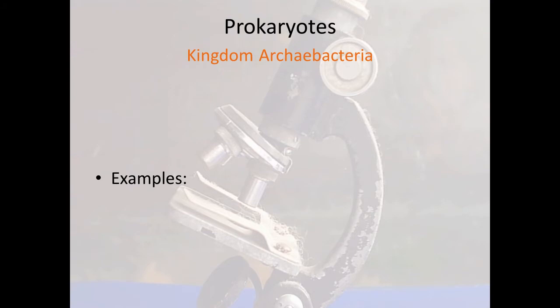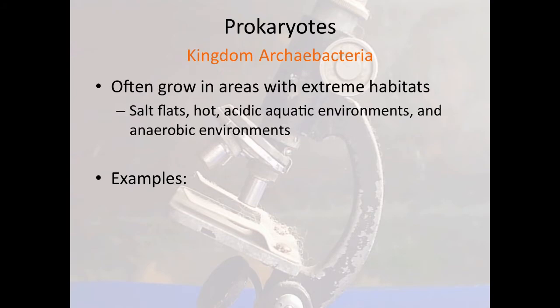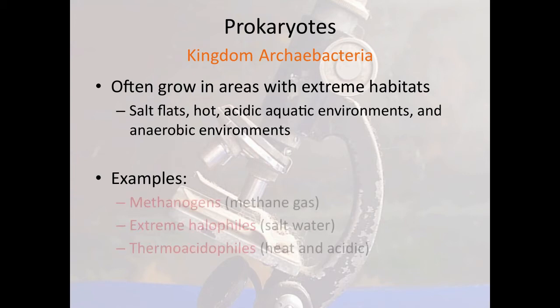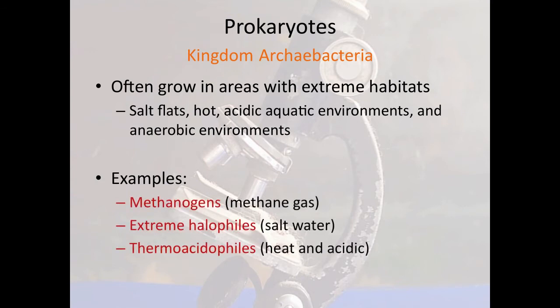The kingdom Archaebacteria in the prokaryotes includes some pretty weird organisms. Organisms that often occur in extreme habitats like salt flats, hot springs, or acidic environments, or even environments that lack oxygen. Some examples are methanogens, extreme halophiles, archaebacteria that live in extremely salty water, or thermoacidophiles, bacteria that live in environments that are extremely hot and acidic, where nothing else can live.